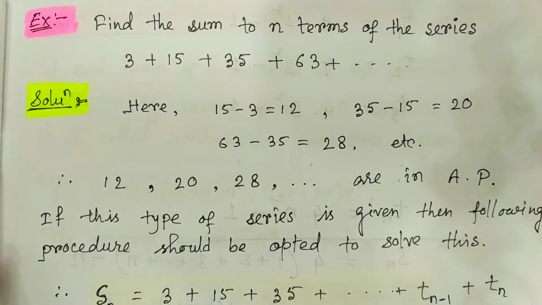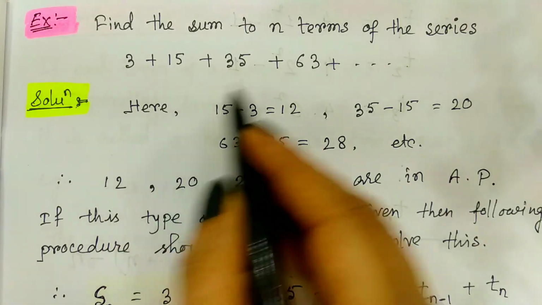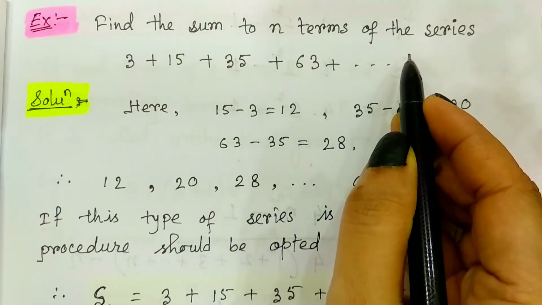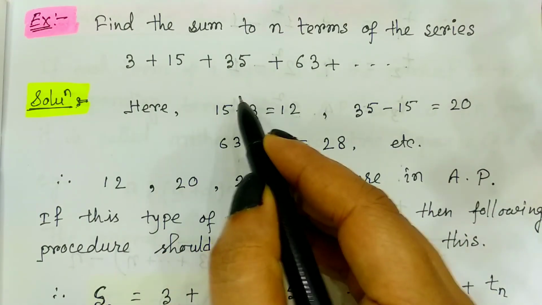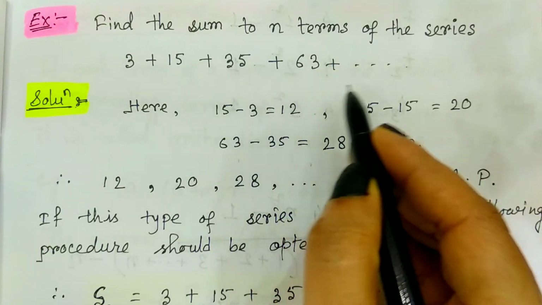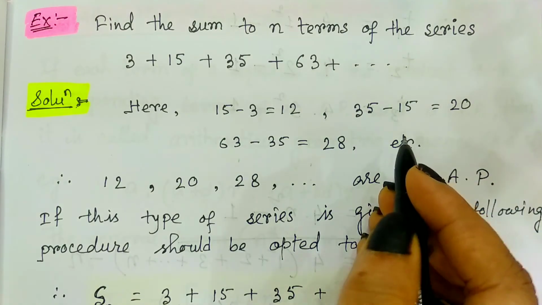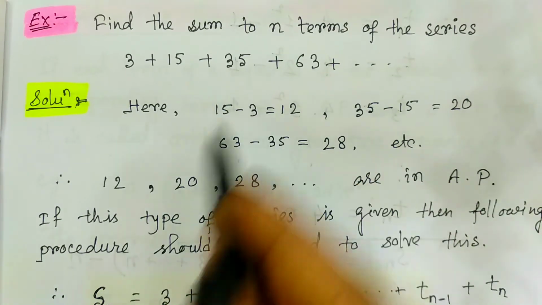For the example, the question is given: find the sum to n terms of the series 3 plus 15 plus 35 plus 63, in this way. So just have a look. This one is neither AP nor GP nor HP.